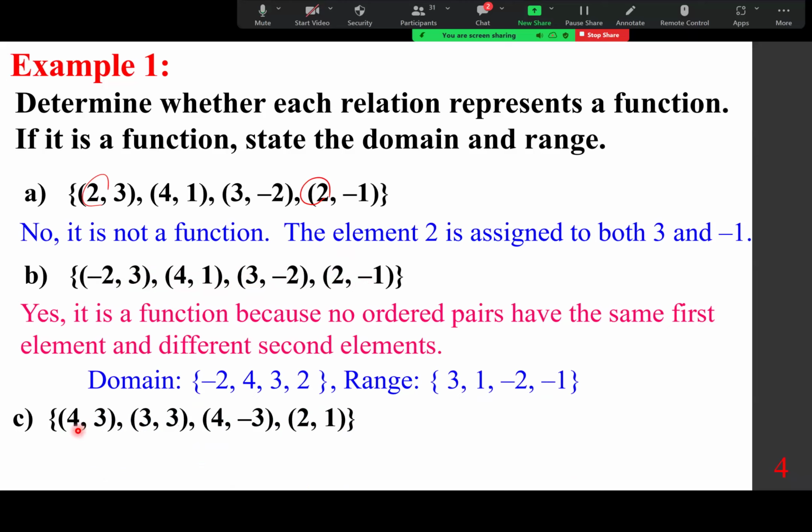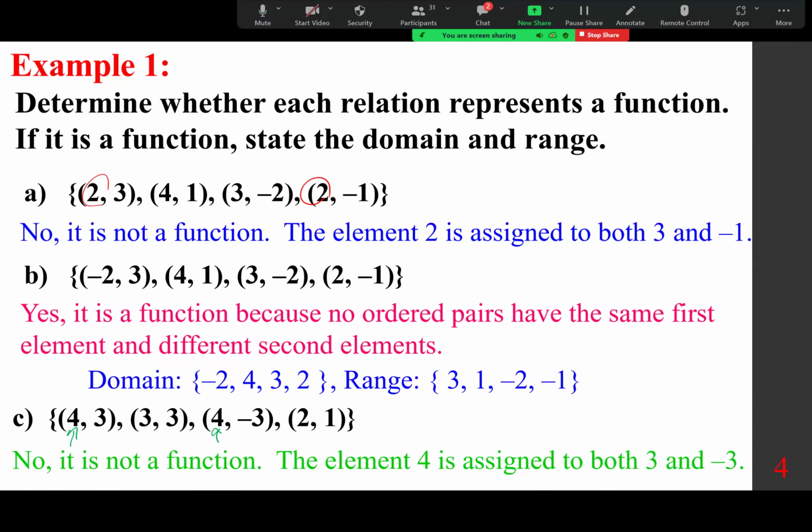Part C: you look at the first coordinate, which is 4, over here is 3, and over here it repeats. You don't even have to go further. When you look at this one and this one, it fails to be a function. No, it is not a function. The element 4 is assigned to both 3 and -3.